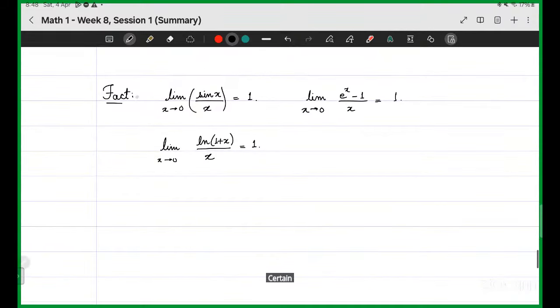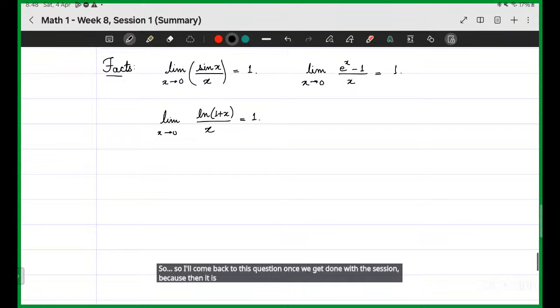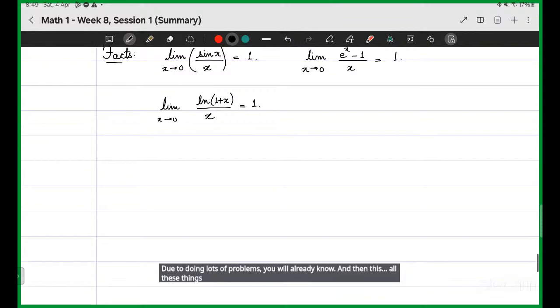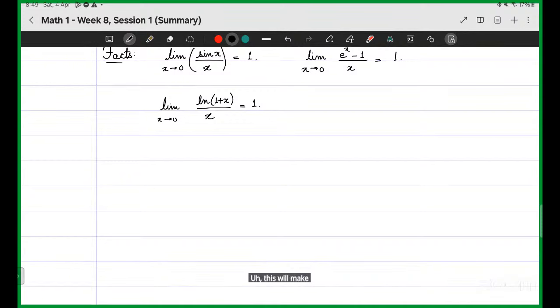Sir, in exam, if some question is based on these limits, will it be given in the question? I'll come back to this question once we get done with the session, because then it is easy. I'll tell you why. All of these things that you need to commit to memory right now, if you know derivatives, then remember derivatives, which, due to doing lots of problems, you will already know, and then all these things will become easy. This will make sense later. I'll talk about it. Okay, sir.